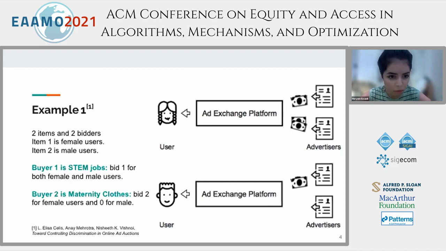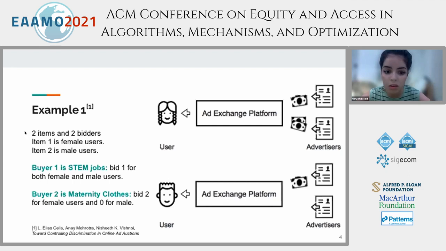In this setting, the seller is going to try to maximize their revenue, so they're going to run a second price auction. There's nothing unfair about a second price auction, but the result of this is the second buyer is going to get this item. So female users are only going to see maternity ads and no STEM job ads. And the first buyer is going to get this item. And so male users are going to see the STEM job ads with probability 1.